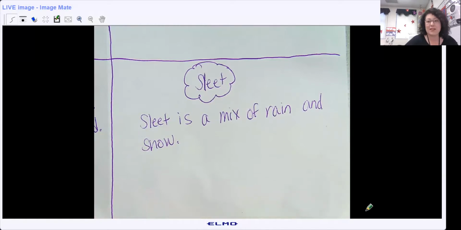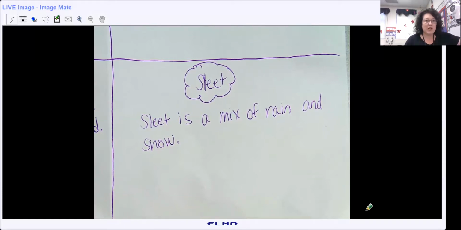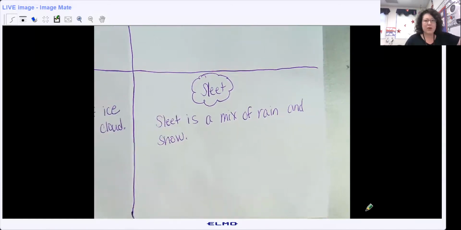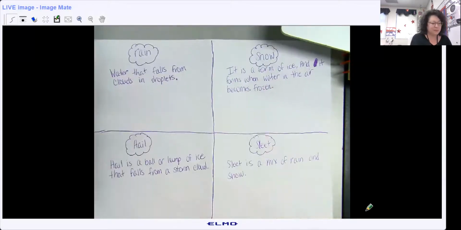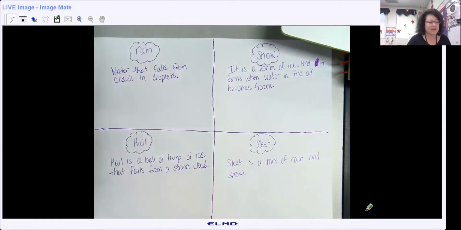And those are 4 types of precipitation. Tomorrow we're going to learn more about rain and do a fun experiment. So with your notes here, you can illustrate your boxes. I don't have a discussion post, but if you want to post a picture of your illustrations, that would be great.